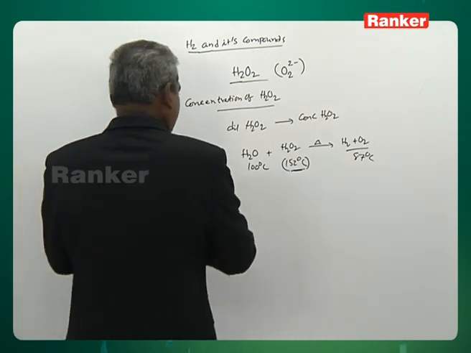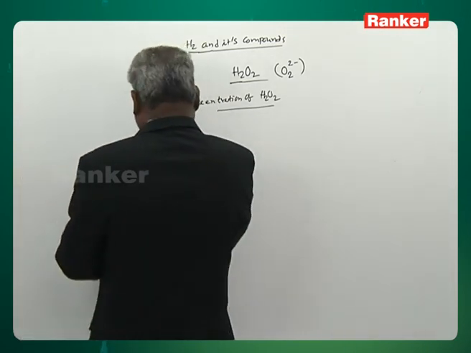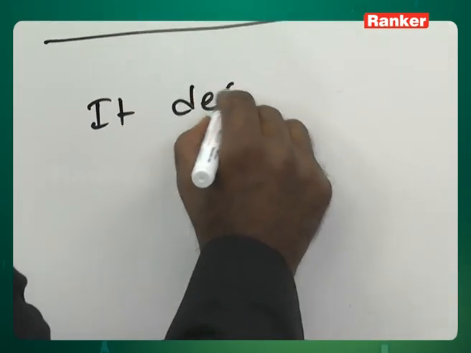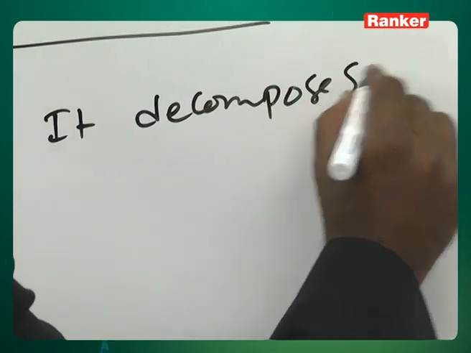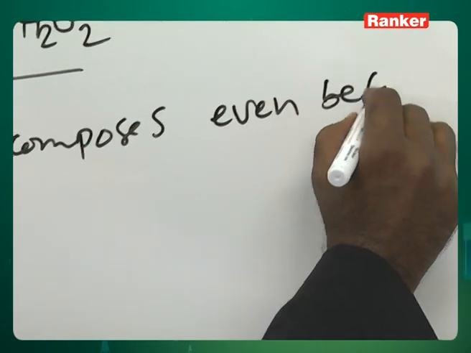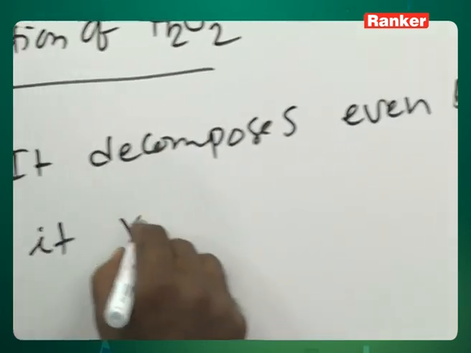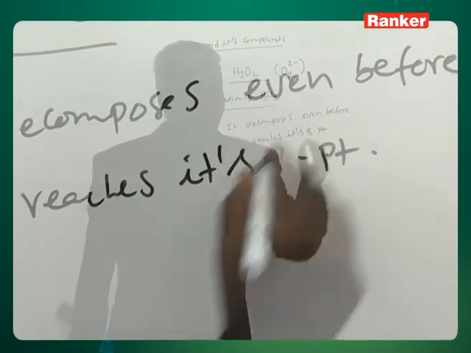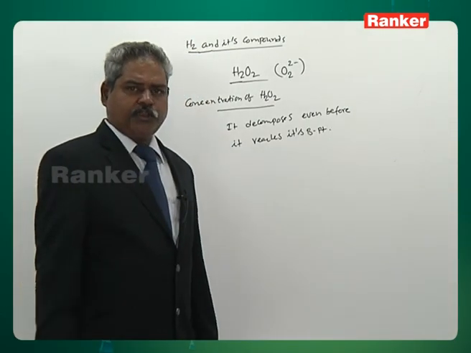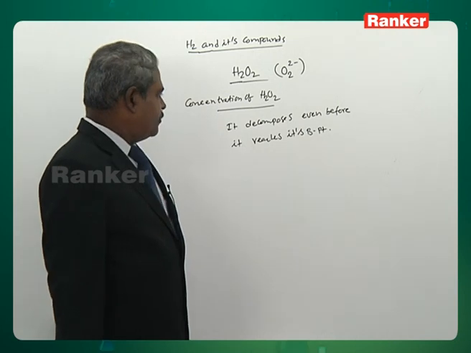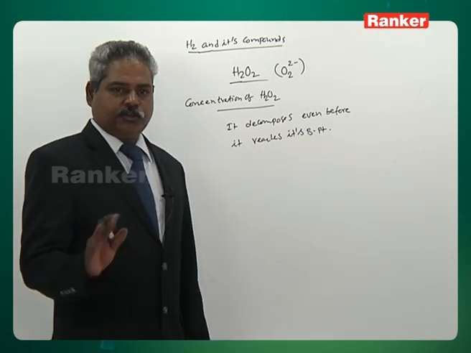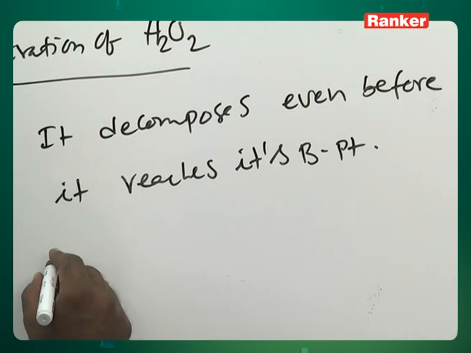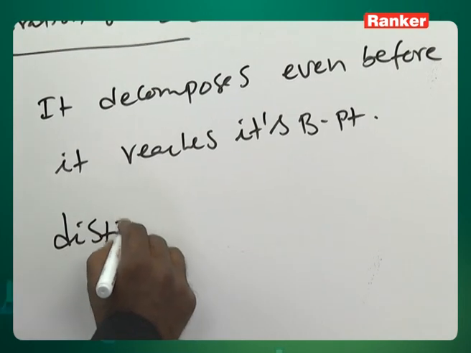H2O2 decomposes even before it reaches its boiling point. So how do you find the boiling point? That's a different procedure. That's not much. It decomposes. So if you start heating H2O2, it decomposes even before it boils. So what should you do? Distillation under reduced pressure.